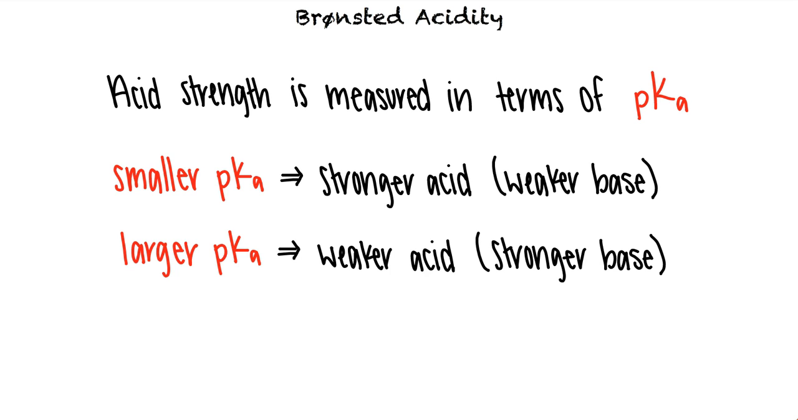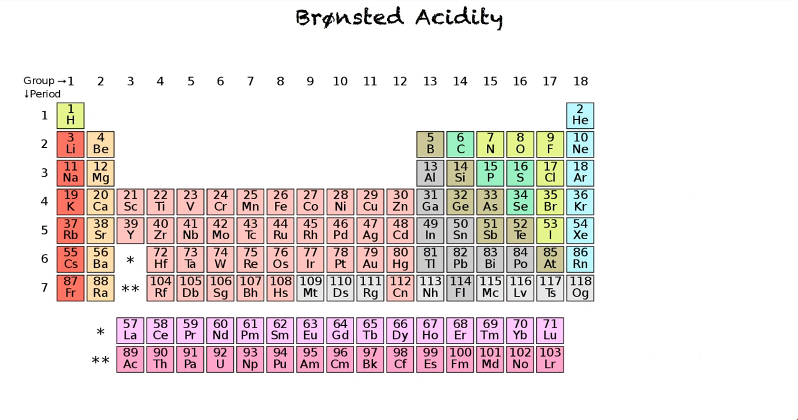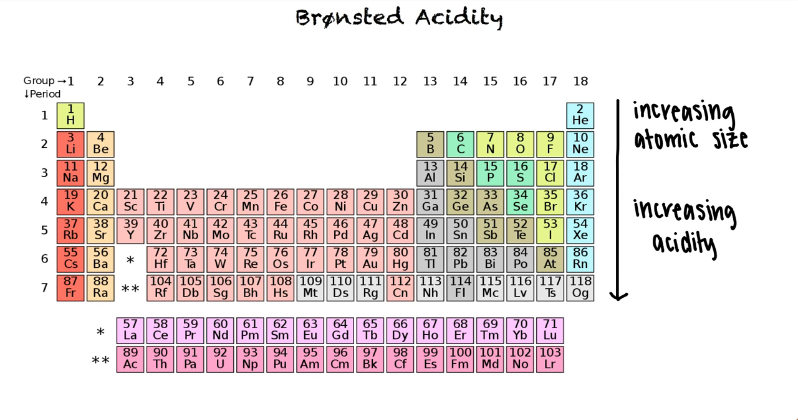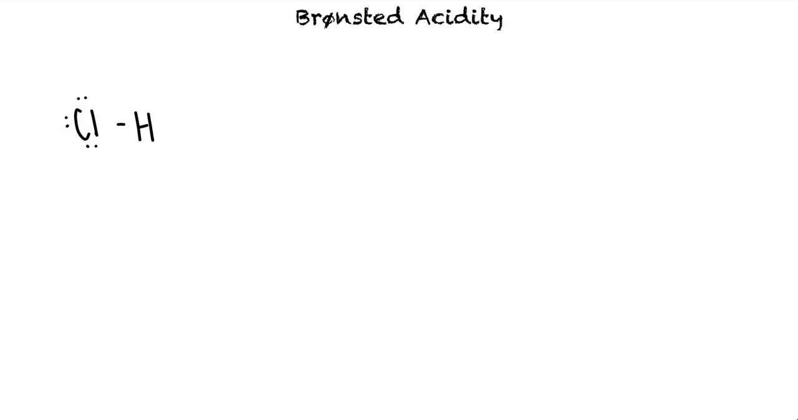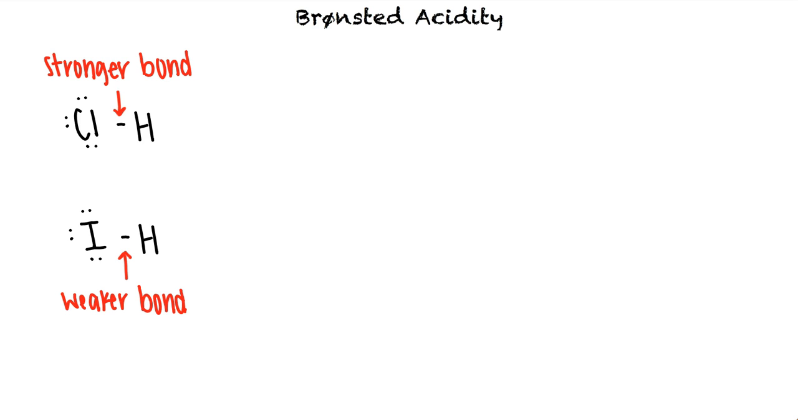Let's take a look at the periodic table. As atomic size increases down a group in the periodic table, acidity increases. If we look back at hydrochloric acid and compare it to hydroiodic acid, we see that between the two atoms that differ, a chlorine atom is smaller than an iodine atom. This means the bond between chlorine and hydrogen is stronger than the bond between iodine and hydrogen, making hydrochloric acid the weaker acid because it's less likely to dissociate in water.